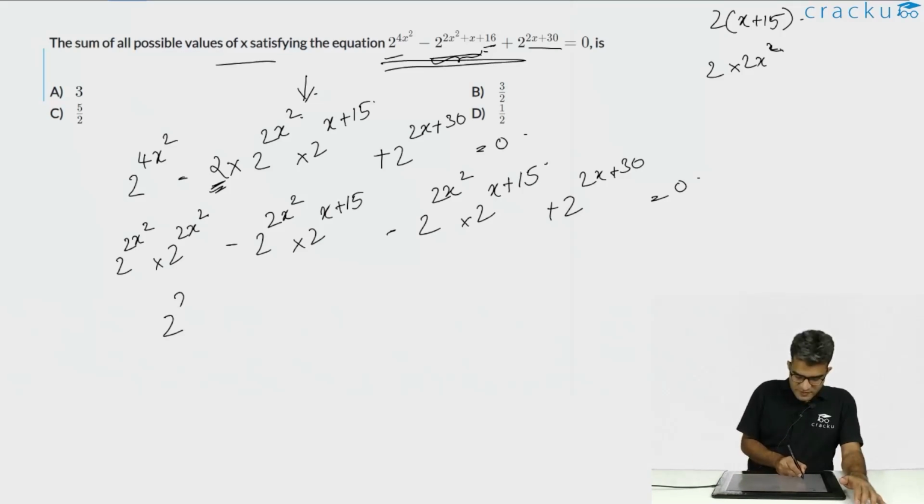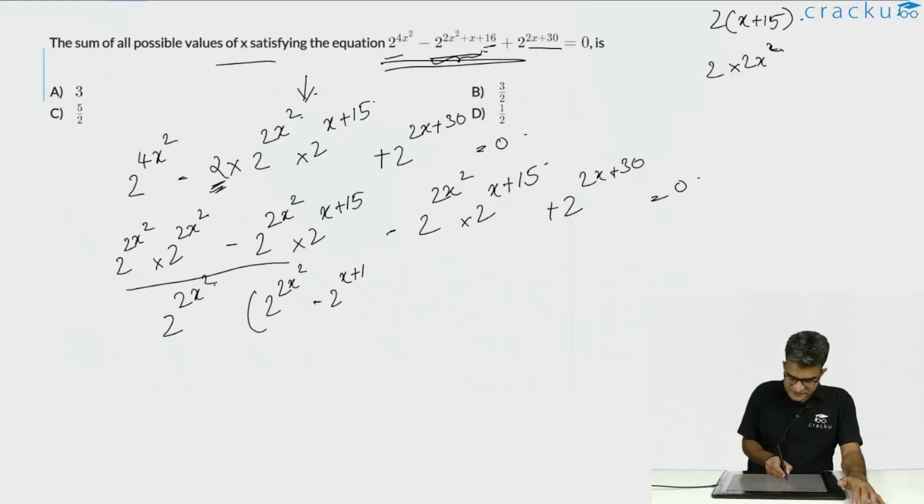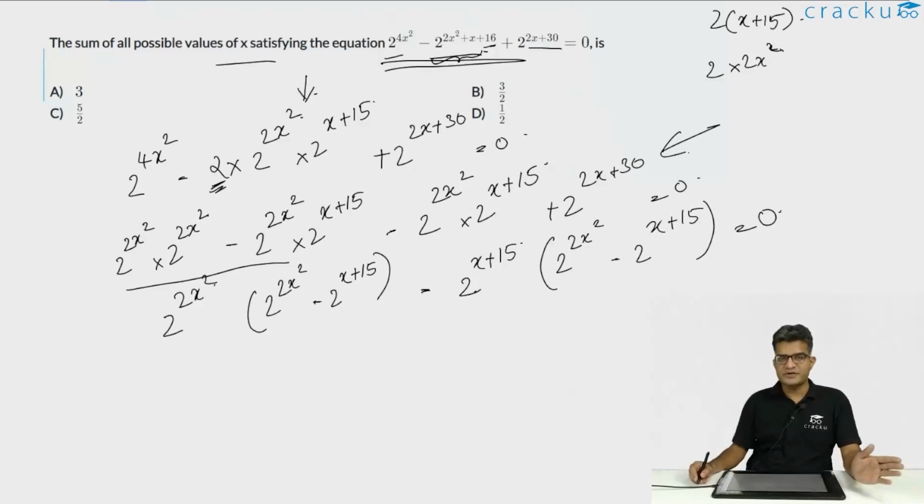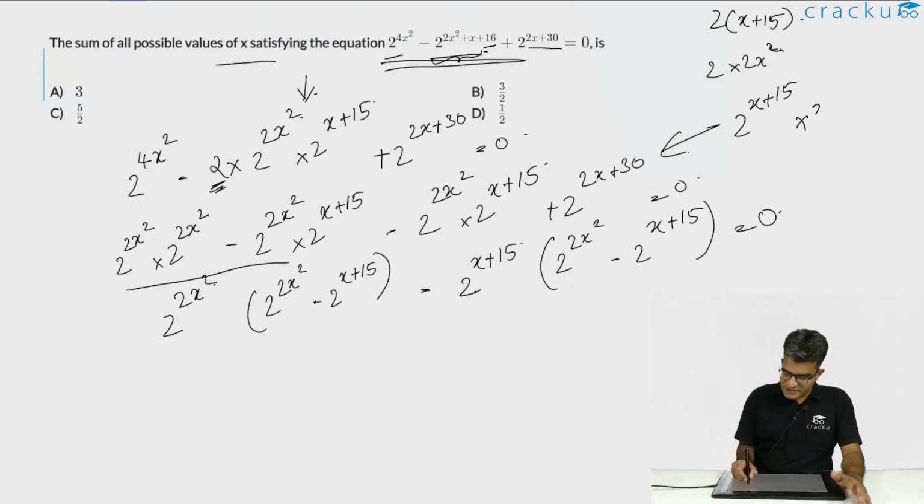Now, if you are taking 2 to the power 2x square common from the first two terms, this is 2 to the power 2x square minus 2 to the power x plus 15 into 2 to the power 2x square minus 2 to the power x plus 15. This is equal to 0. Why is that the case? Because the last term 2 to the power 2x plus 30 we can write as 2 to the power x plus 15 into 2 to the power x plus 15.